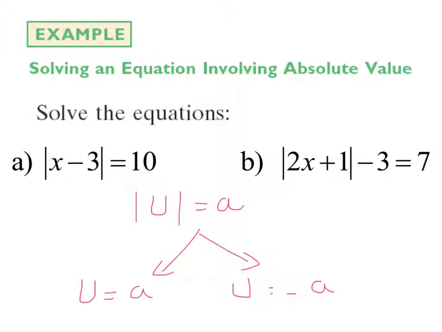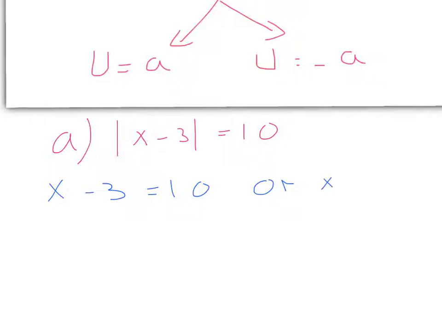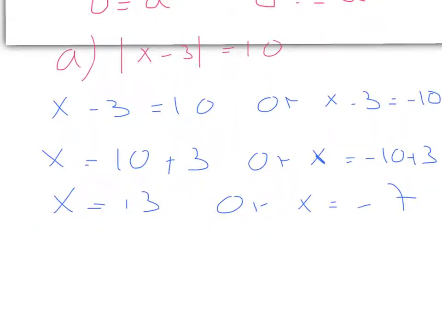So we're going to use the same method here. We got the absolute value of x minus 3 equals 10. So it means x minus 3 equals 10 or x minus 3 equals minus 10. Here we have x equals 10 plus 3 or x equals minus 10 plus 3. So x equals 13 or x equals minus 7. Here we have two solutions, which are minus 7 and 13.